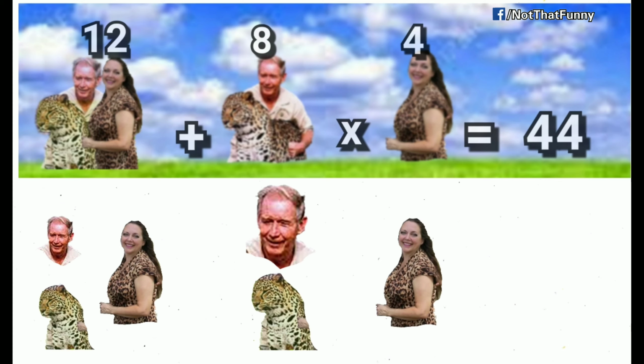So if each item was 4, the first set here with Don Lewis, the leopard, and Carole Baskin, you would have 12. Going on, you've got Don Lewis and a leopard, 2 items, which would be 8. Then Carole Baskin by herself would be 4. So you would have 12 plus 8 times 4. Following the power of operations, you would do 8 times 4 first, giving you 32 plus 12 equals 44.